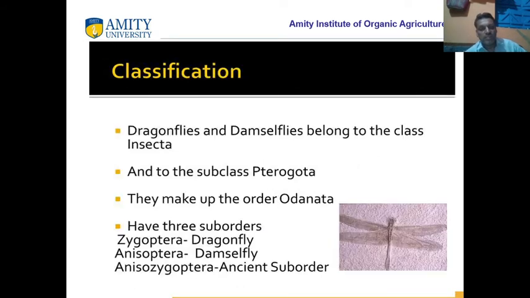Classification. Dragonflies and damselflies belong to the class Insecta, and the subclass is Pterygota. Pterygota means adults have wings. They make up the order Odonata. They have three suborders. Number one is Zygoptera, that is damselfly. Number two is Anisoptera, dragonfly. Number three is Anisozygoptera, an example of ancient suborders.